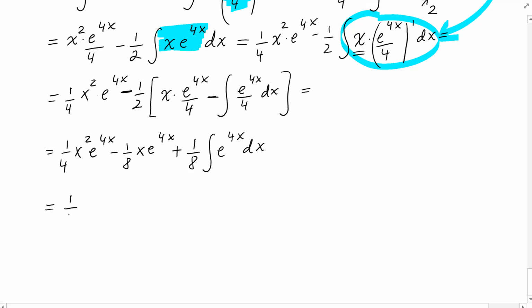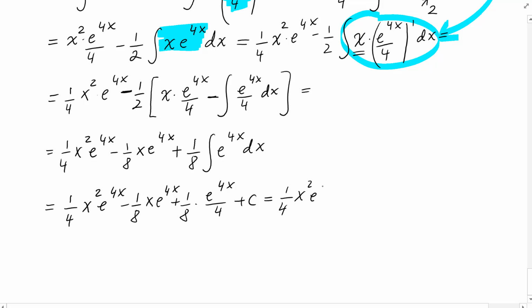and then we end up with integral of e to 4x dx, which we can calculate right away. So 1/4 x squared e to 4x minus 1 over 8 x e to 4x plus 1 over 8 e to 4x over 4 plus c. So I can just write 1 over 4 x to the second e to 4x minus 1 over 8 x e to 4x plus 1 over 32 e to 4x plus c.